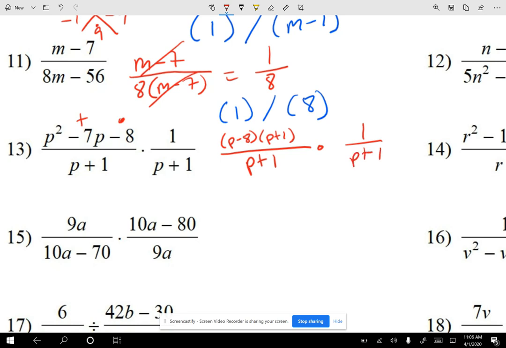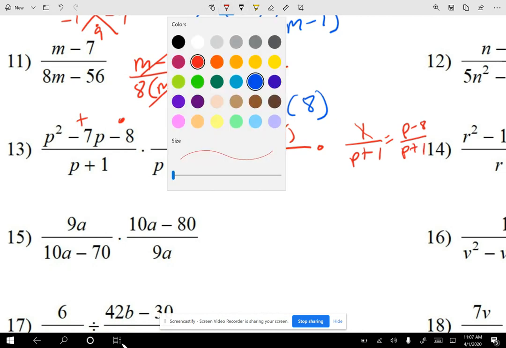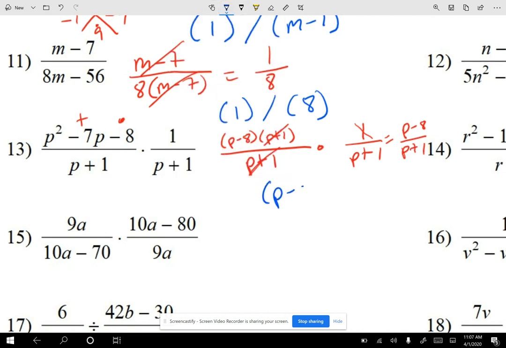Nothing I can do. Now let me cancel common factors. This p plus 1 on the top with a p plus 1 at the bottom, any of the two p plus 1s that I have. Now nothing I can do. So on the top, I have a p minus 8. The times 1, the 1 basically I ignore, because I'm not going to multiply by 1. So I just have p minus 8 over p plus 1. The way I will type this, p minus 8 over p plus 1. Let's take a look at number 14.